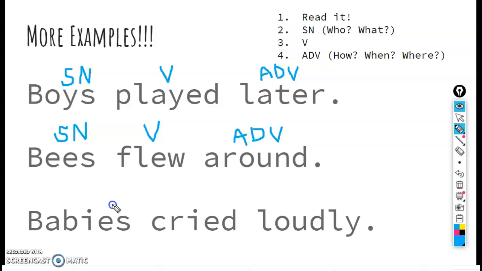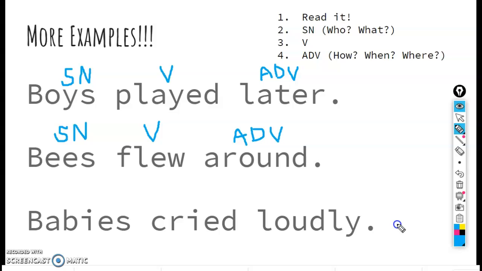I'll give you a second. I want you to see if you can figure out, does the subject noun tell us who or what? And does the adverb tell us how, when, or where? Here's the sentence. Babies cried loudly. So see if you can find the subject noun. Does it tell us who or what? And then see if you can find the adverb. Does it tell us how, when, or where? Babies cried loudly.